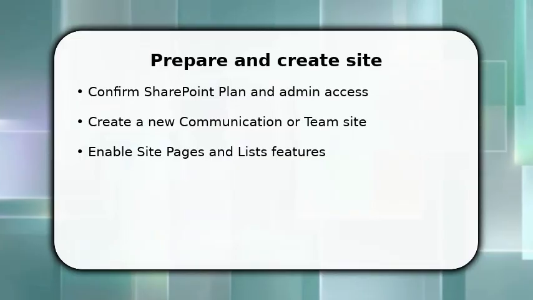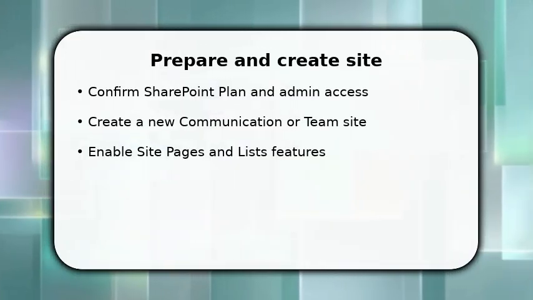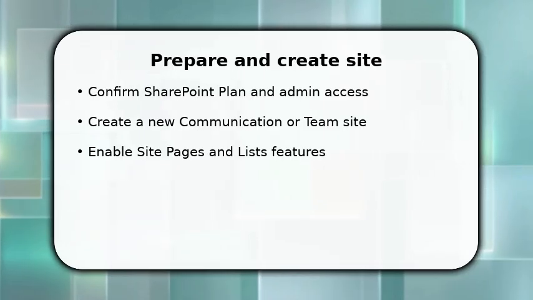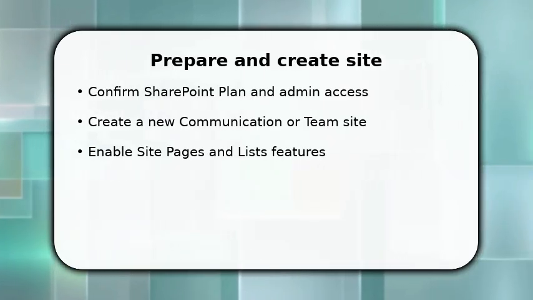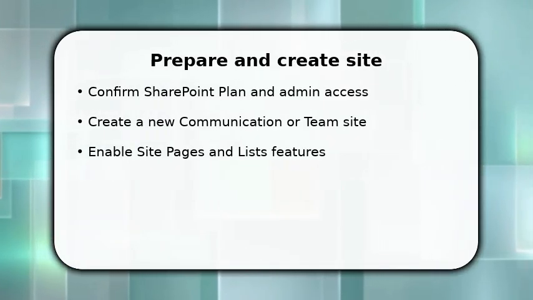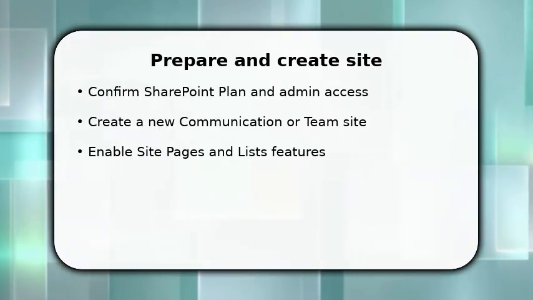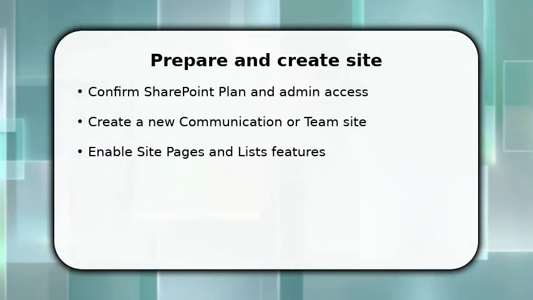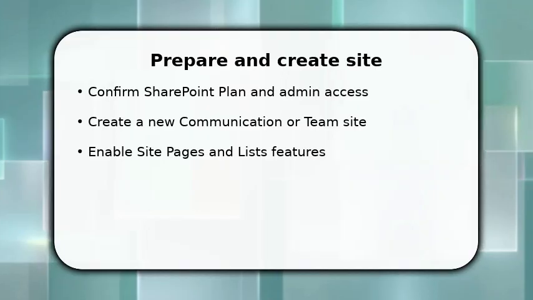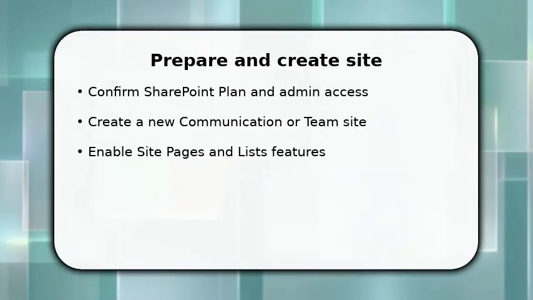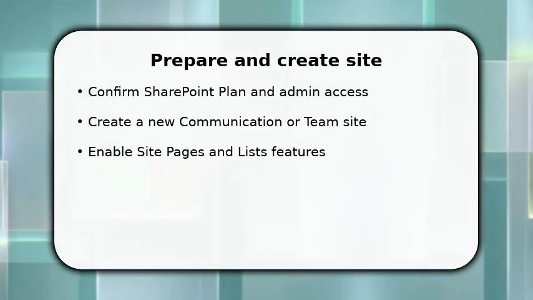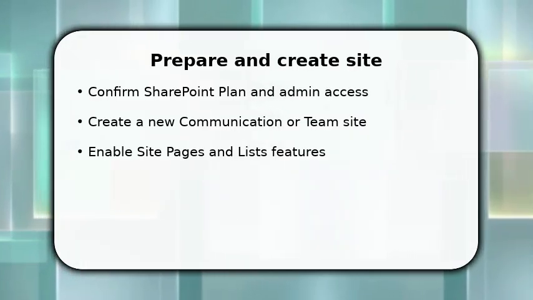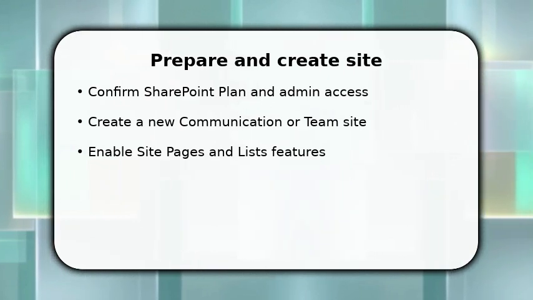You start by ensuring you have tenant admin or site owner rights and the correct SharePoint plan. That gives you needed features. Once done, create a communication or team site and pick a modern template so web parts are available. Then enable site pages and lists in site settings and add an owners group for governance. This sequence gets you from permissions to a ready container quickly, so you can add interactivity without running into disabled features or permission errors later.